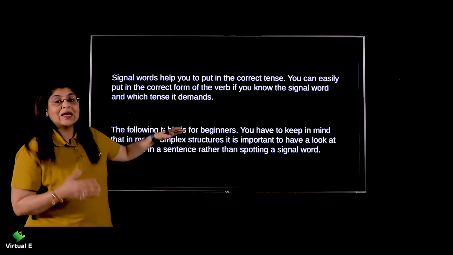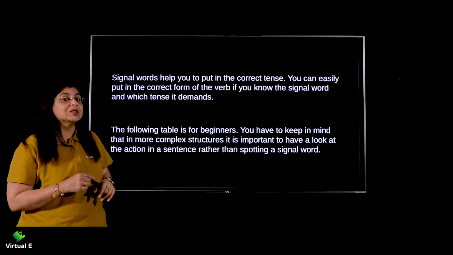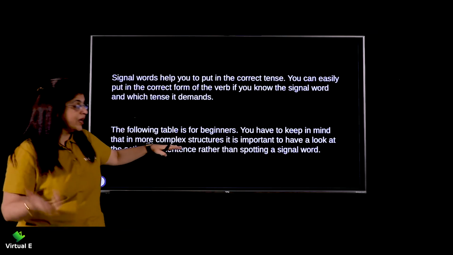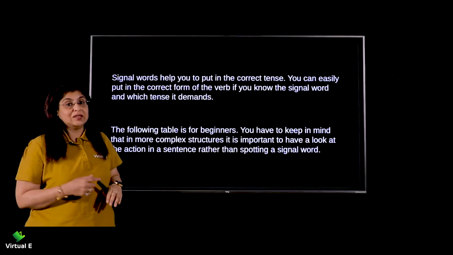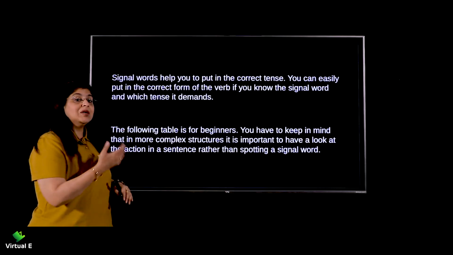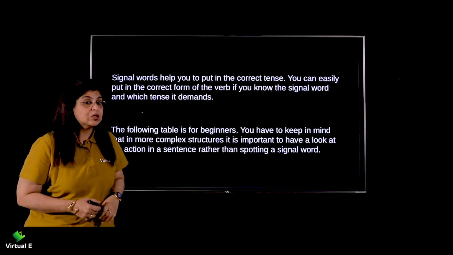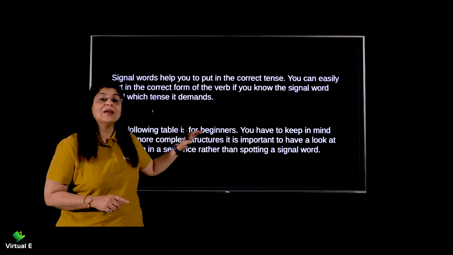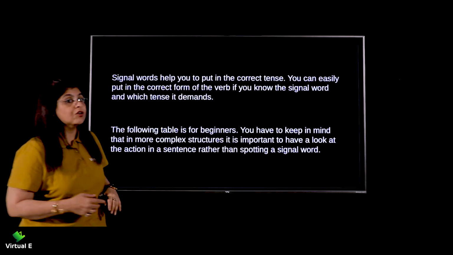Now, you cannot just do that. See, for beginners, as mentioned, it is okay. You can take care of the signal words. But if the structures are way more complex, it is important to have a look at the action in a sentence. Maybe the signal words are missing. It is not necessary that you shall find it every time. So in that case, you have to look at the action that is happening and then indicate your tense.